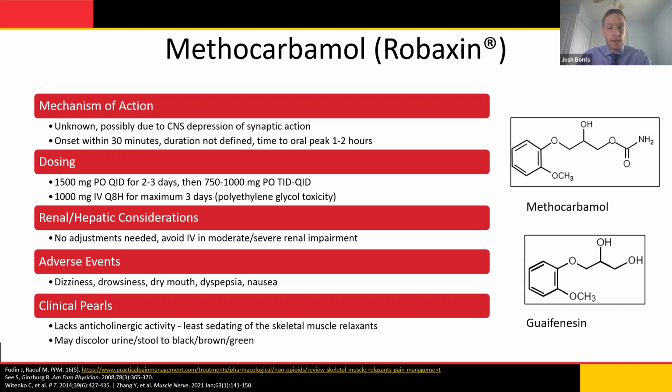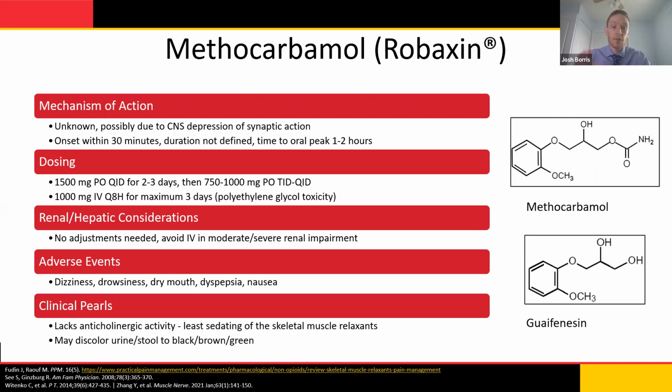For dosing, it's pretty interesting because I don't think I've ever seen the loading dose for methocarbamol actually given, but what it recommends is 1,500 milligrams by mouth 4 times daily for 2 to 3 days, and then you decrease to about 750 to 1,000 milligrams between 3 times a day and 4 times a day. Mostly what I see is the second half, 750 to 1,000 milligrams TID to QID. So I'm not exactly sure how much missing that initial loading dose matters in practice.